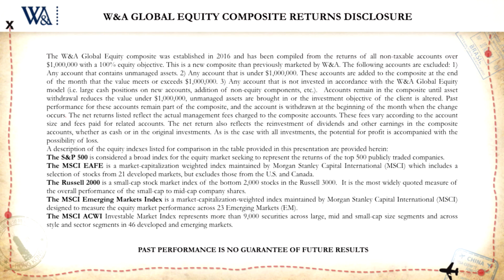The net returns listed reflect the actual management fees charged to the composite accounts. These fees vary according to the account size and fees paid for related accounts. The net return also reflects the reinvestment of dividends and other earnings in the composite accounts, whether as cash or in the original investments. As is the case with all investments, the potential for profit is accompanied with the possibility of loss.